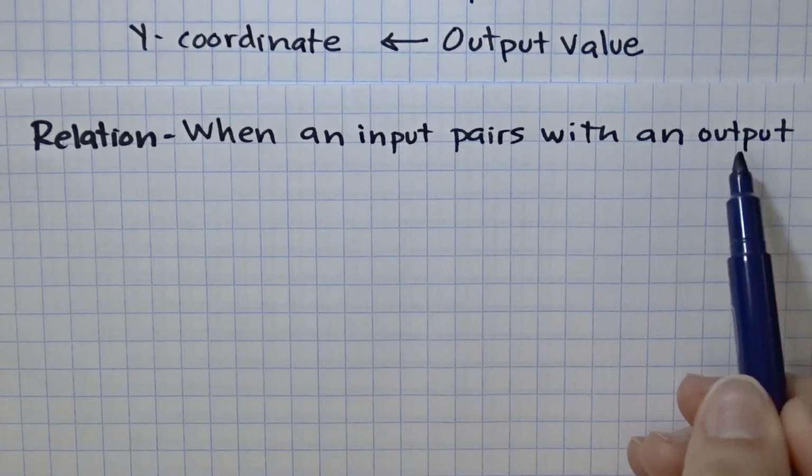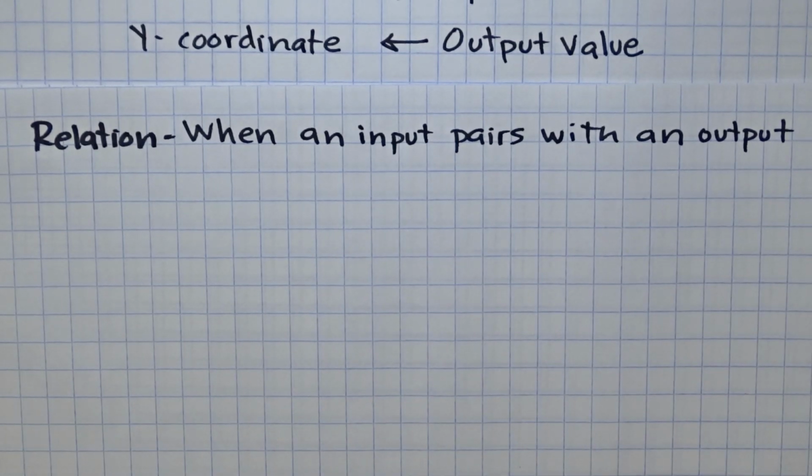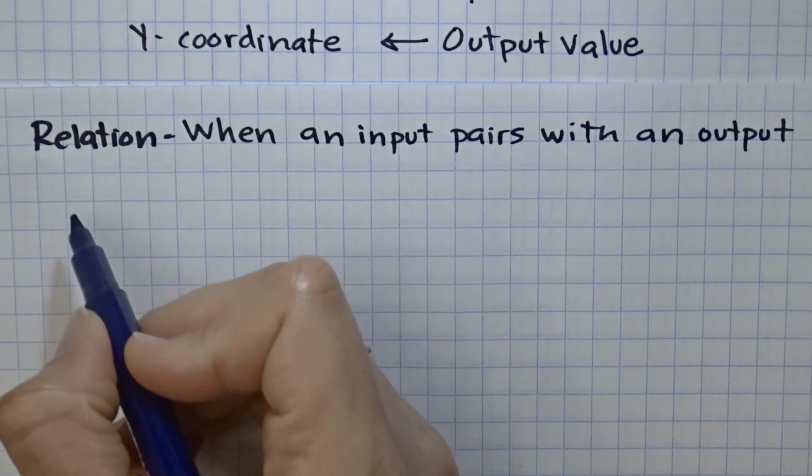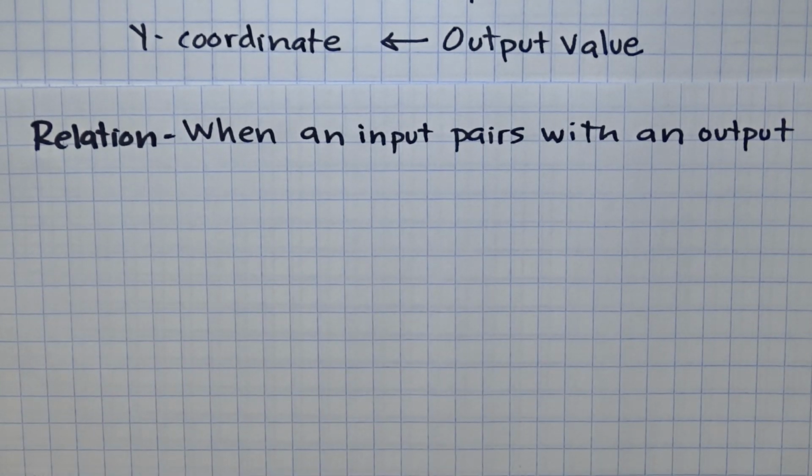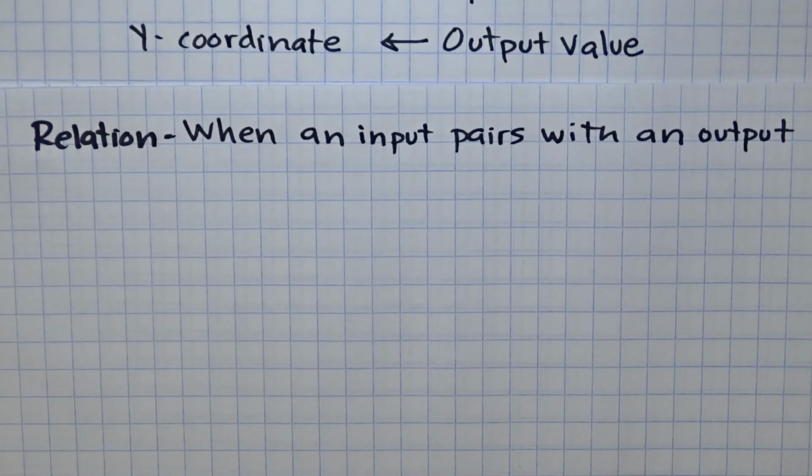So when an input pairs with an output, that looks like a coordinate point, right? An ordered pair. So what we used to call ordered pairs, x and y coordinates, we're going to just call them input-output. And that's going to be written in a mapping diagram. So it's going to look a little different, but I'm going to show you the similarity between them. So first, let's just talk about some ordered pairs.